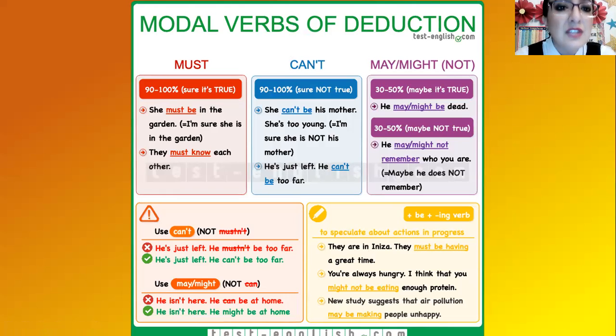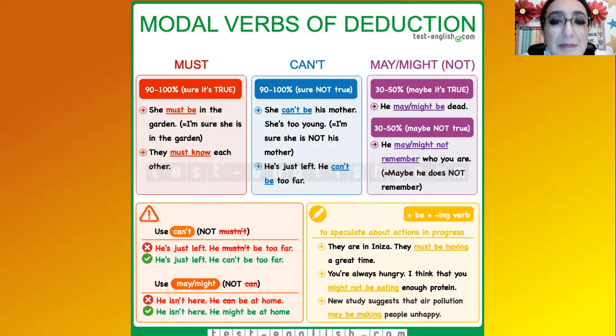Must is 90 to 100% that you are sure it's true, that something that you are saying is true. She must be in the garden because I'm pretty sure she's in the garden. They must know each other. Yes, they know each other because they are married, no? For example. Can't is when it's the opposite. Must is 100% sure it is true, and can't is almost 100% it is not true.